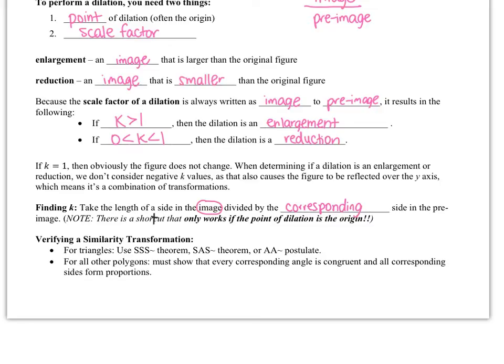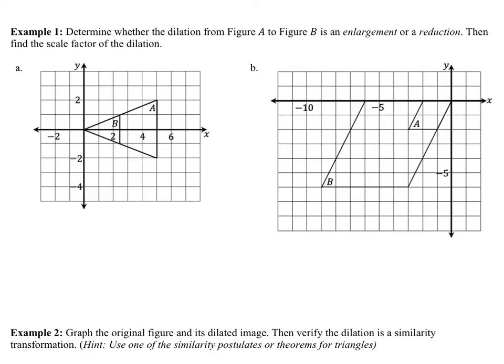Okay, let's move on to the next page and do some examples. Okay, this page: determine whether the dilation from figure A to figure B, so it's telling you figure A to figure B, so figure A is the pre-image, and figure B is the image. So you have to pay careful attention to that. Is an enlargement or a reduction. Then find the scale factor of the dilation.